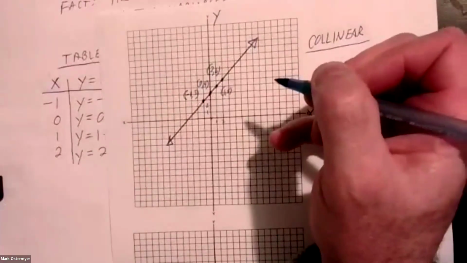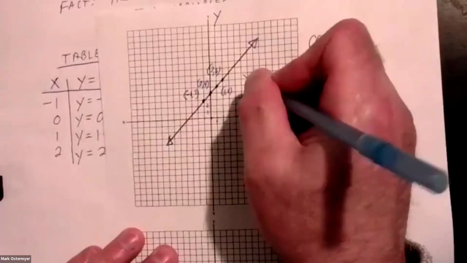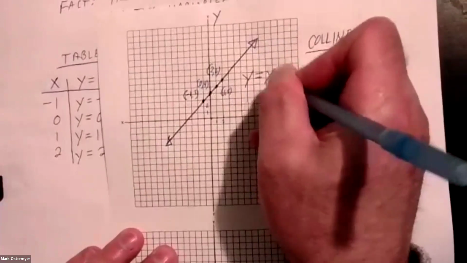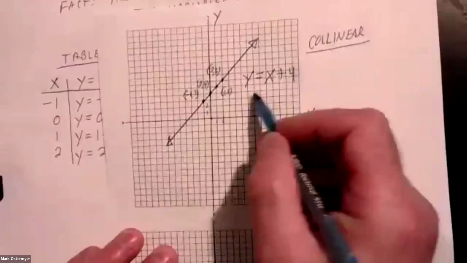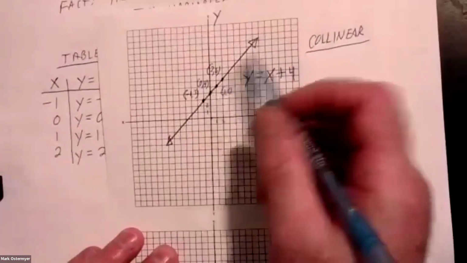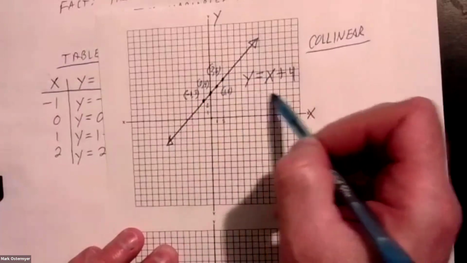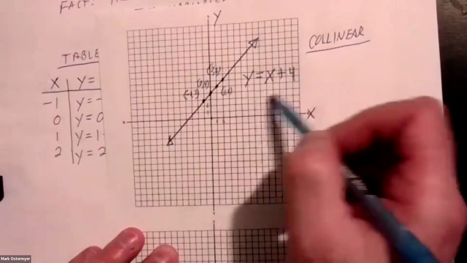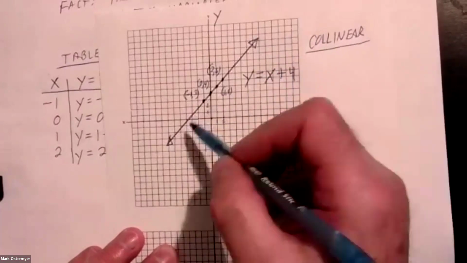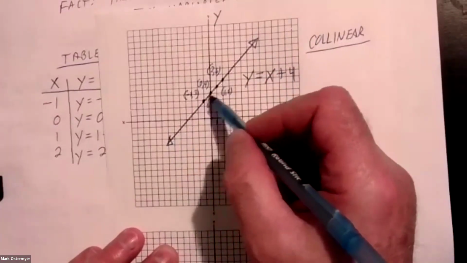Ladies and gentlemen, that line represents the graph of the linear equation y equals x plus 4. We have just graphed this linear equation. It's this line. And any point that sits on this line would be a solution to this linear equation. So I have a question for you. How many points could I put on this line?